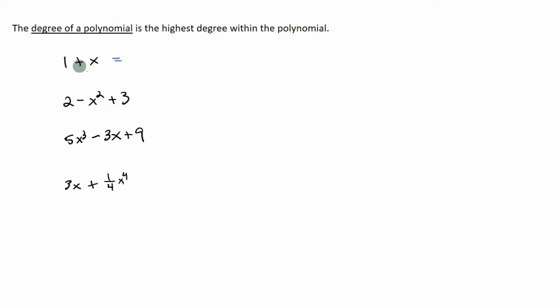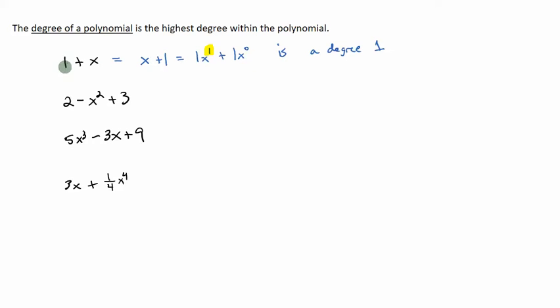So 1 plus x, if we put that in descending order, is x plus 1. And if you want to see all the details of this polynomial, it would be 1 x to the first plus 1 x to the 0. And so the highest degree is the first degree. So this is a degree 1. I'm not saying you should write your polynomials this way. I'm just showing you so you can see it. So it is a degree 1 polynomial.